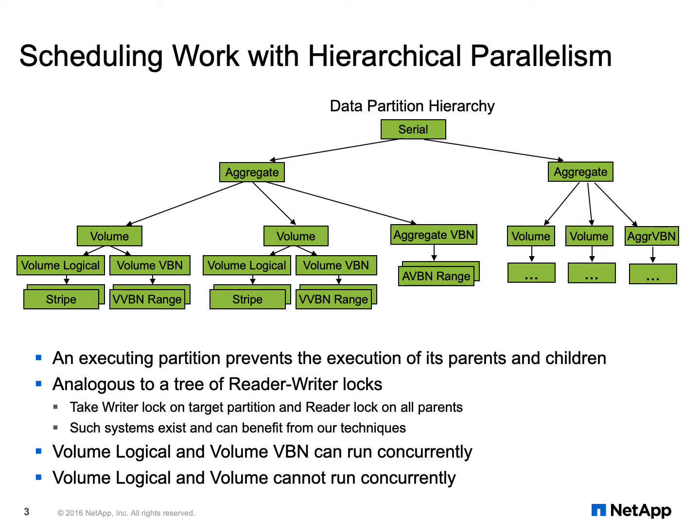Parallelism in this model is possible because work can map to different partitions that are along different branches of the hierarchy. For example, work can map to the volume logical data partition and the volume VBN data partition. And these are along different branches, and so the scheduler would be free to assign these two data partitions to different threads running in parallel. And so the work in each of those partitions would be executed in parallel on different CPUs. In contrast, the volume logical and volume data partitions are along the same branch of the hierarchy, and so the scheduler would not assign those to two concurrently running threads. To say that another way, work in volume and volume logical would then be serialized.